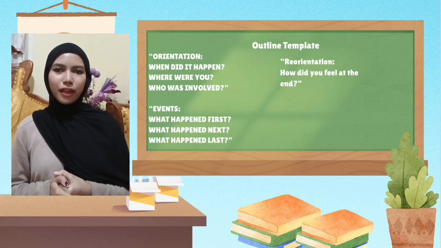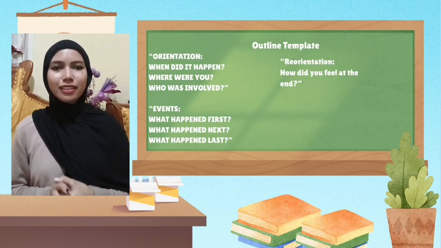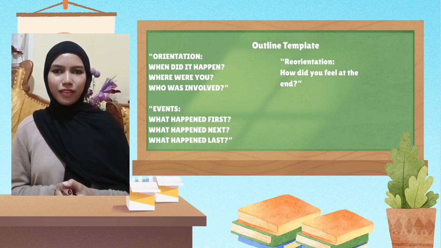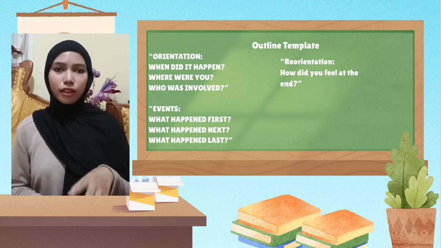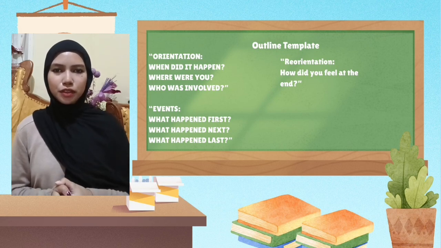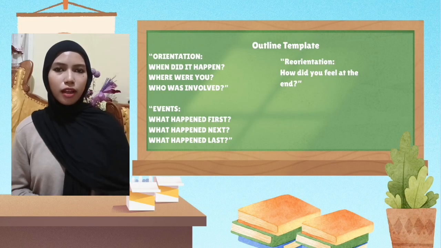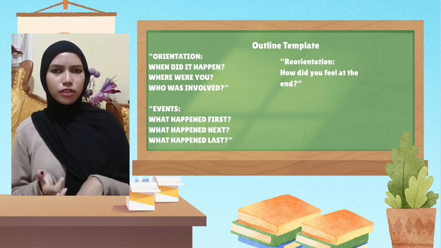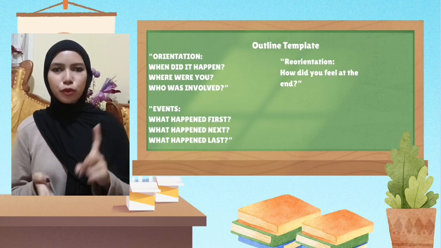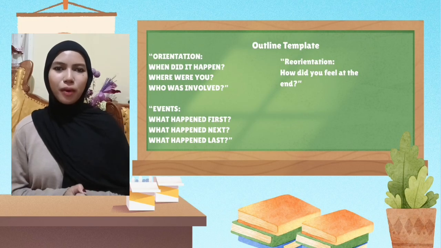Now, please plan your writing using the outline. Then, start writing your recount text. I will walk around to guide and help you. Your writing will be assessed using a simple rubric: clarity, structure, simple past tense, and sequence. Alright, you may start now.